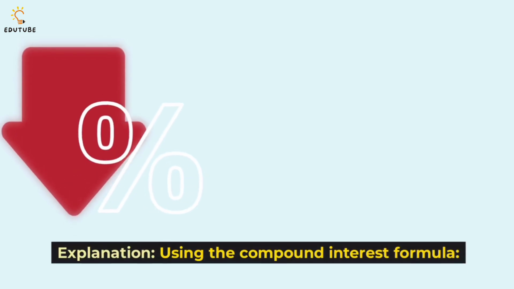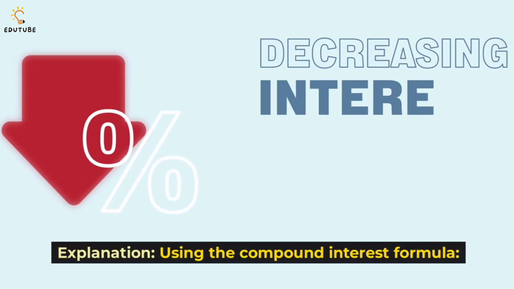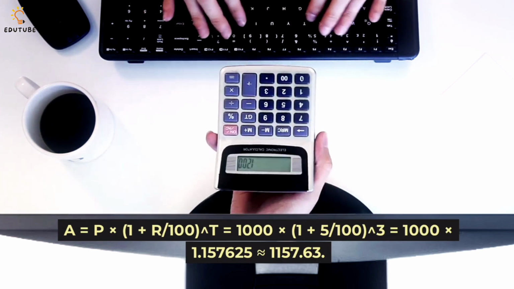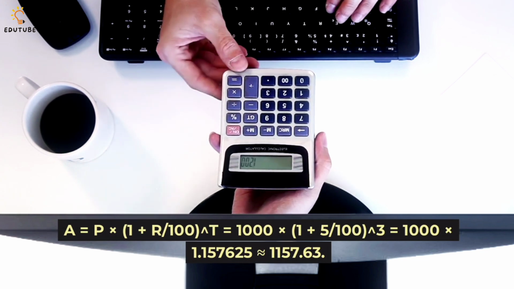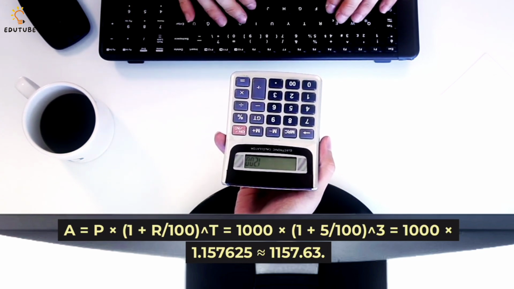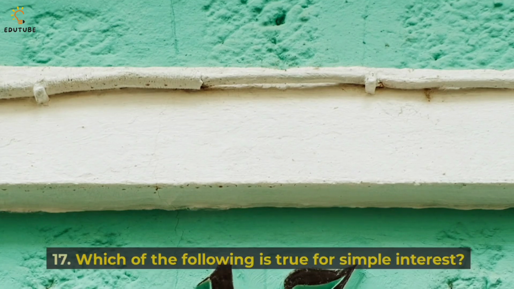$1,157.63. Explanation. Using the compound interest formula, A equals P times (1 plus R/100) to the power T, equals 1,000 times (1 plus 5/100) cubed, equals 1,000 times 1.157625, which approximately equals 1,157.63.